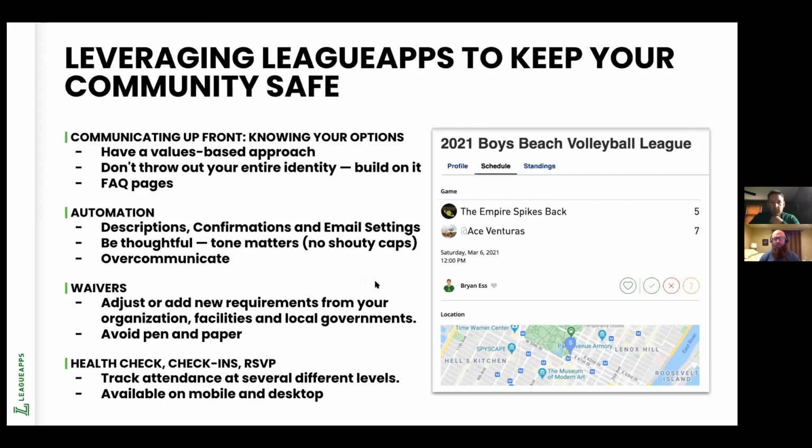And then we also have email settings in League Apps, which will give information across the board anytime somebody gets an email from League Apps. Be thoughtful in your communication and your messaging. Tone matters. Try to avoid shouty caps that make people a little bit nervous. Consider your tone when people are actually reading that email over the internet. It's hard to convey mood in text, so definitely be very thoughtful about that.